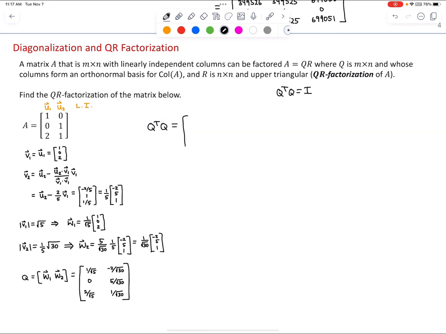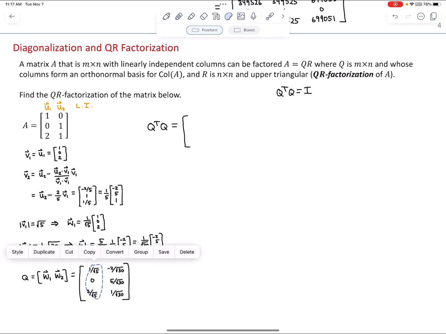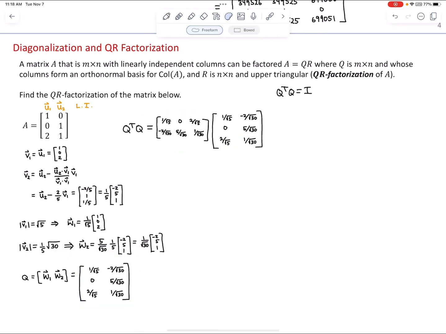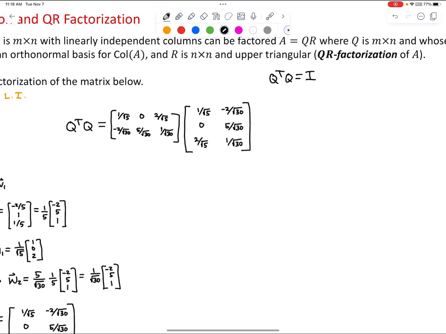So the matrix Q transpose, so this first column of Q will become the first row of Q transpose. So you have 1 over rad 5, 0, 2 over rad 5. And then the second column of Q will be -2 over rad 30, 5 over rad 30, and 1 over rad 30. And now we're going to multiply this by the matrix Q and confirm what happens here. Now let's look at the dimensions. Q transpose is 2 by 3. Q is 3 by 2. So I do expect to produce a 2 by 2 matrix out of this. Let's see what that matrix is.